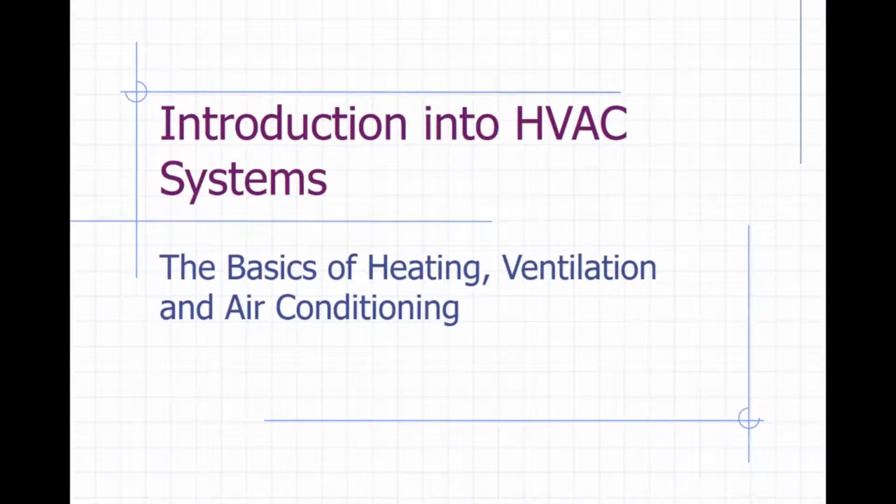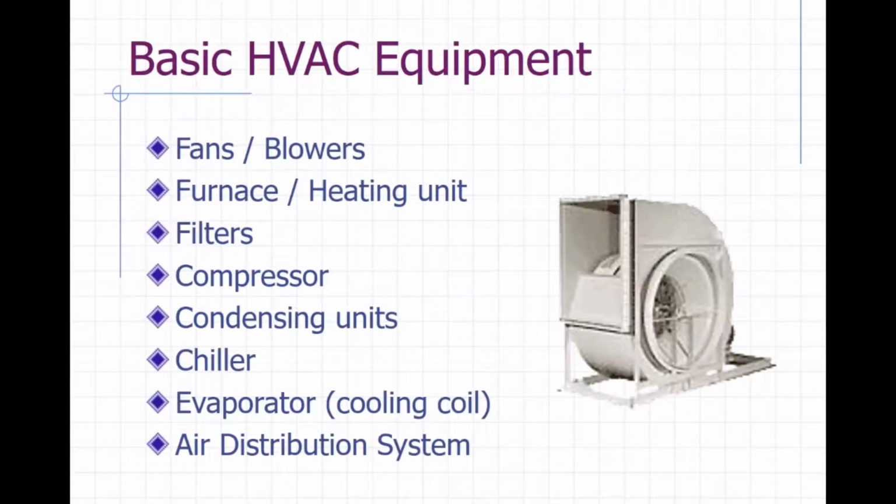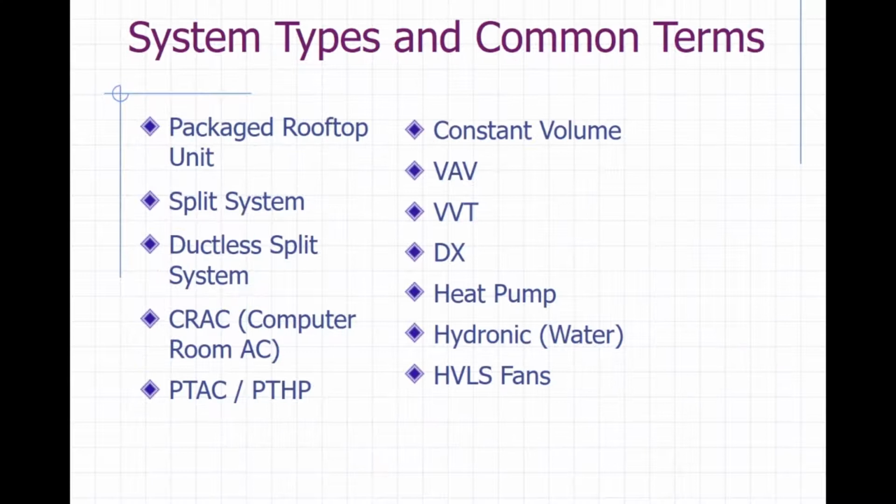Introduction into HVAC systems. Basic HVAC equipment: you've got fans and blowers, furnaces and heating units, filters, compressors, condensing units, chillers, evaporators, which would be the cooling coil, and your typical air distribution system. So, typical system types and common terms we use in the industry.